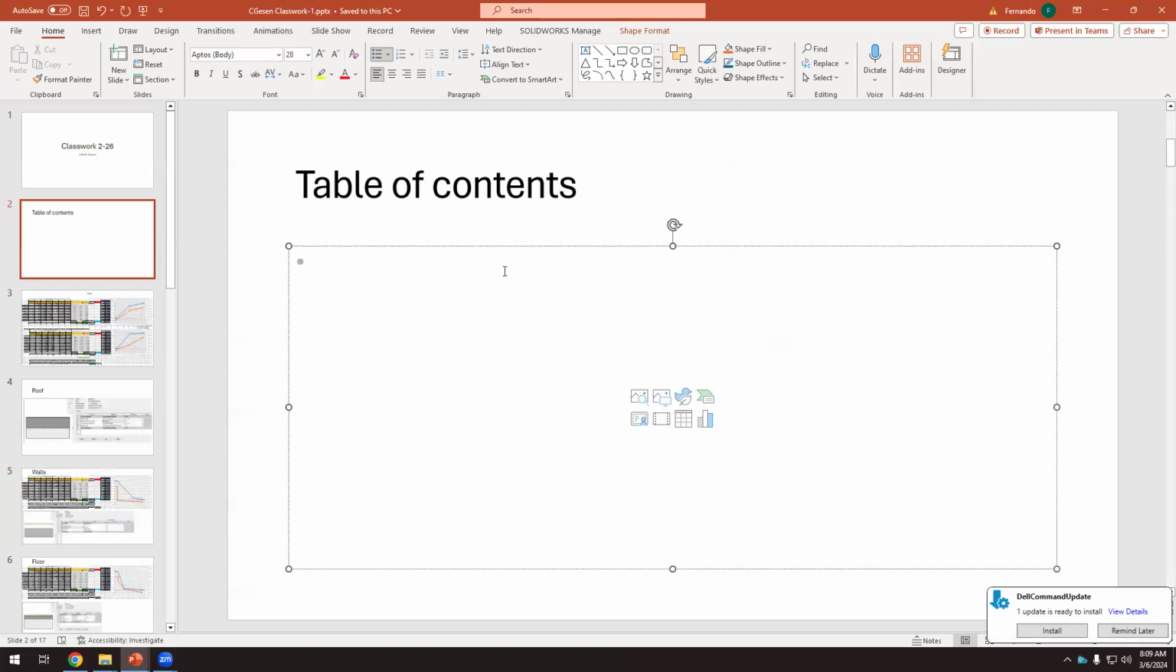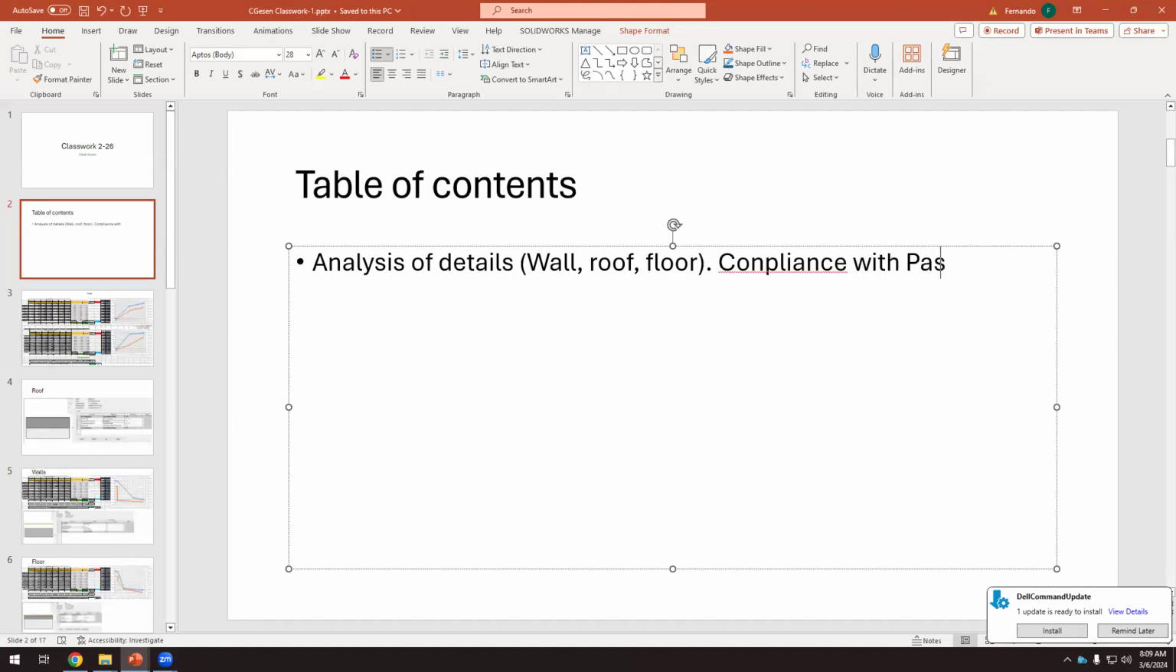It's the analysis of details. We have walls, roof, and floor, okay? And this is the analysis of details. And what do we want to achieve with this? Compliance with the passive house standards.